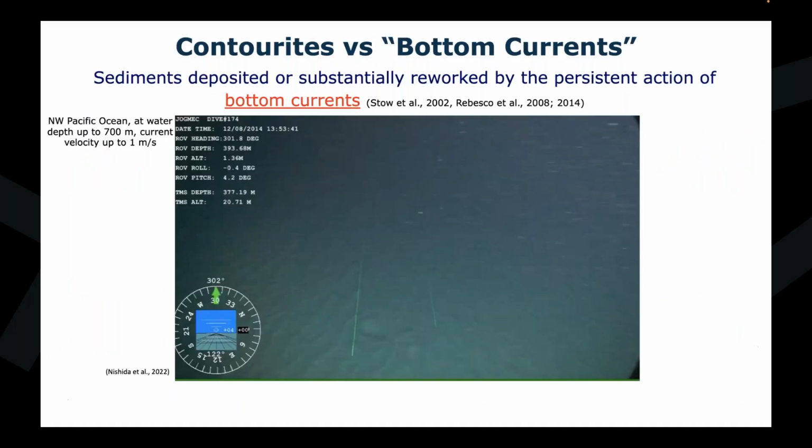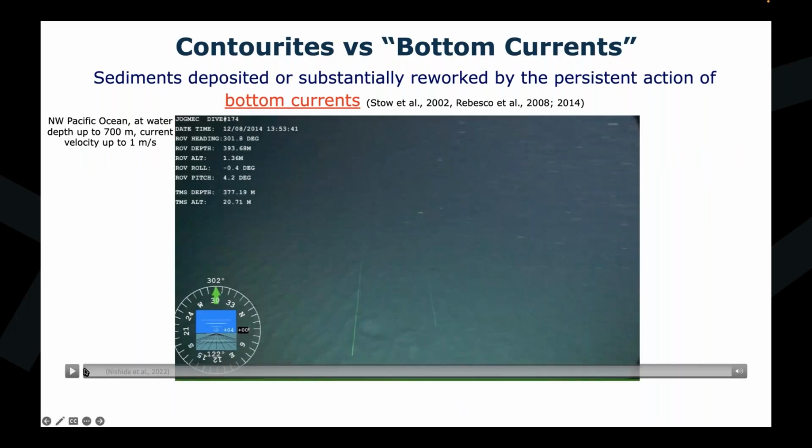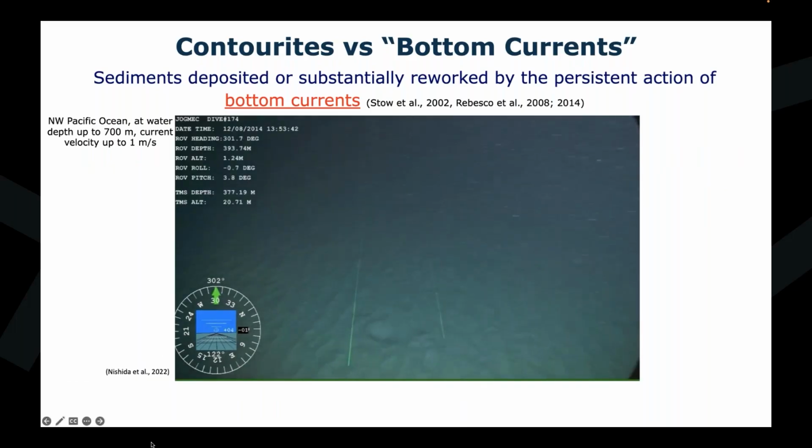But what about the modern day definition, or the definition that we are using at the present? So we use the concept of contourite for those deposits that have been deposited or substantially reworked by the persistent action of bottom currents. We don't use benthic current, we use bottom currents. And this is a definition from Rebesco and Stow in different publications. So here you can see bottom currents in the Northwest Pacific Ocean at around 700 meters. By the way, the facies are very sandy.